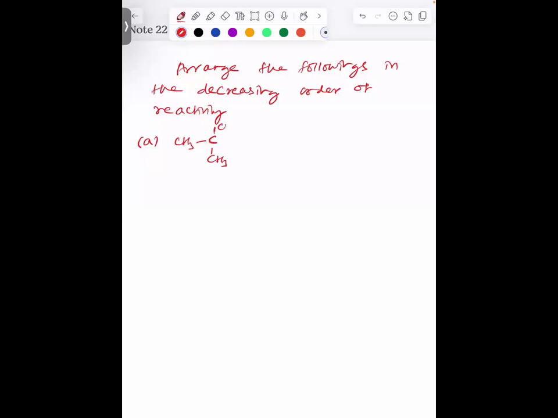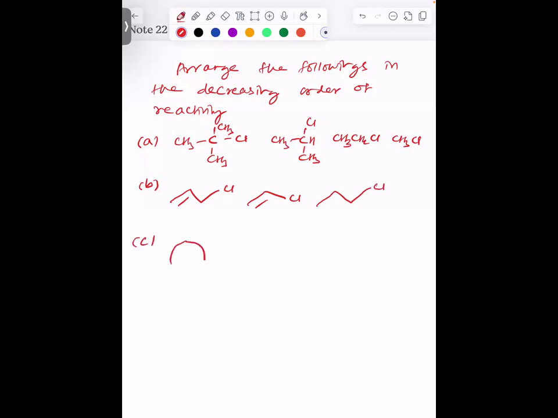Then quickly note down the questions. Arrange the reactivity order. Okay, quick, note down.